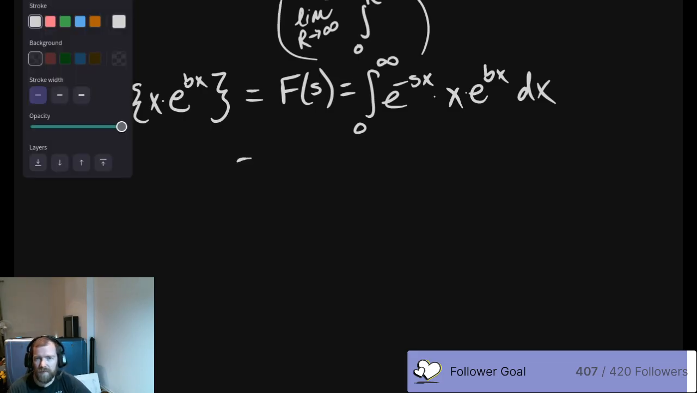Good thing about this one, part of it will simplify a little bit nicer. Alright, integral from 0 to infinity of e. Now in this particular case, what we get is that the e's will combine, and we get a negative (s plus b) times x dx.